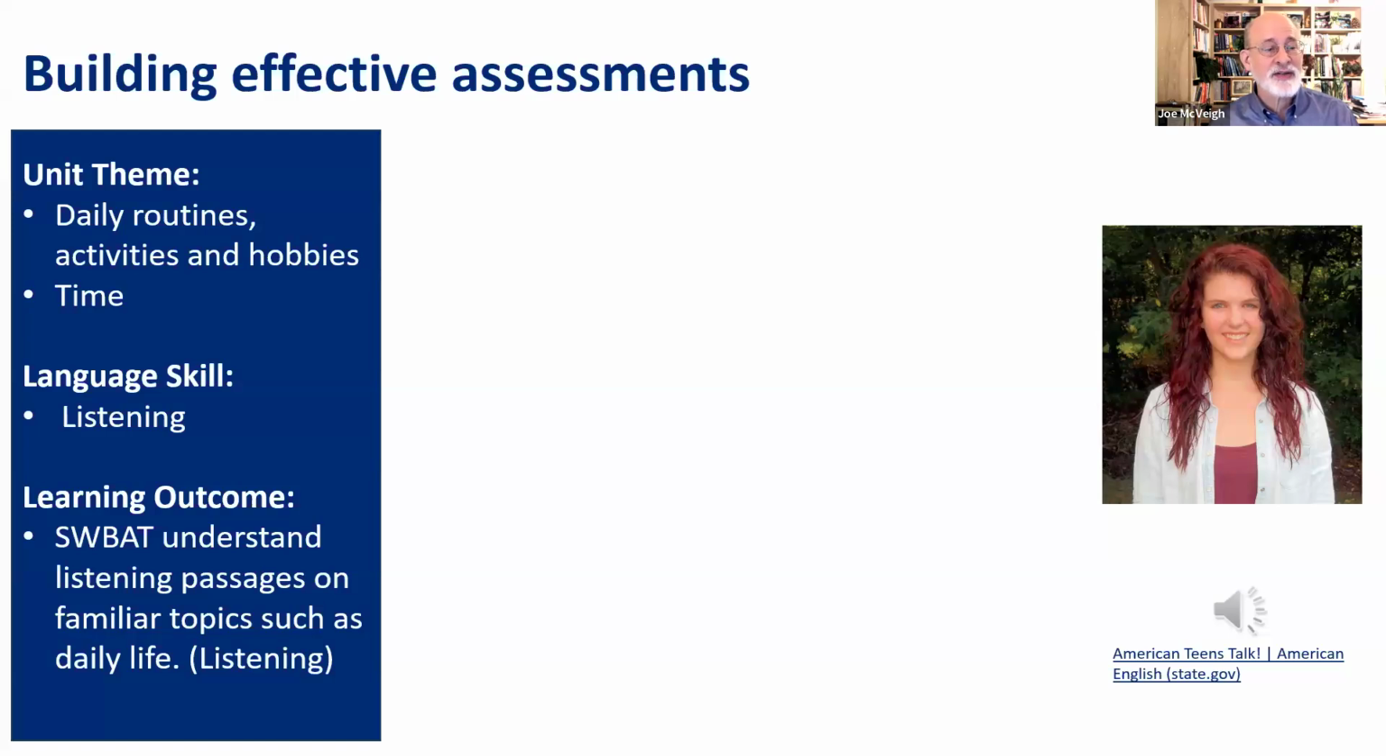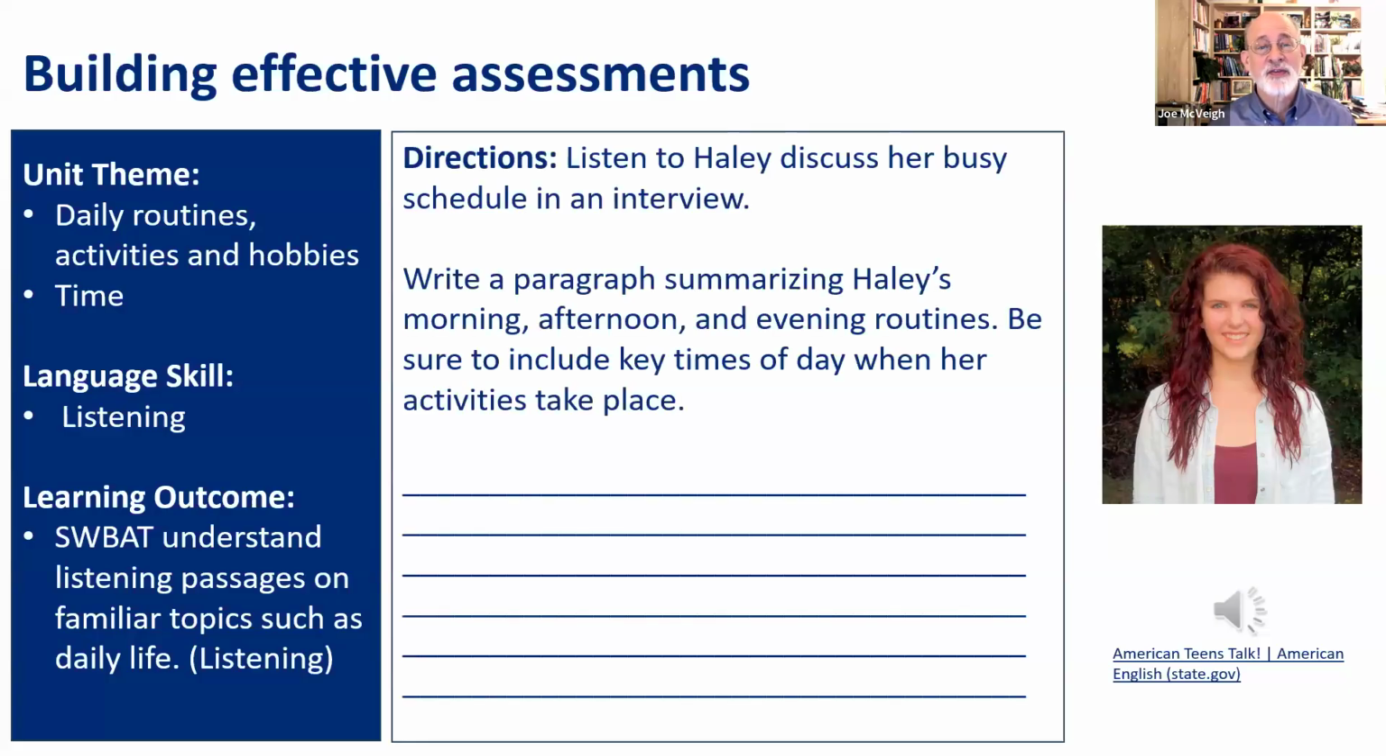And we looked already at the learner outcome, which is students will be able to understand listening passages on familiar topics such as daily life. Let's take a look at the directions that we would give the students. The student's name is Haley. She's 17 years old. And the directions say, listen to Haley discuss her busy schedule in an interview. Then write a paragraph summarizing Haley's morning, afternoon, and evening routines. Be sure to include key times of day when her activities take place.